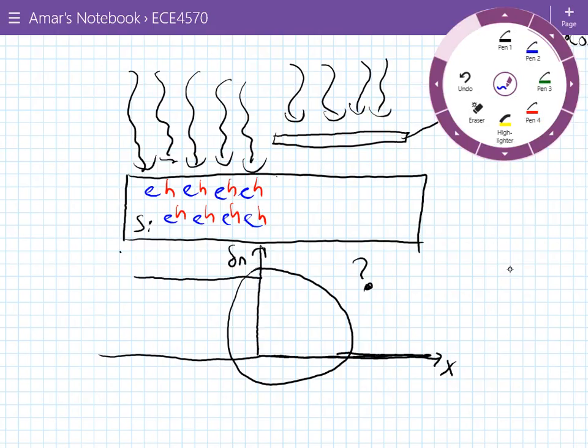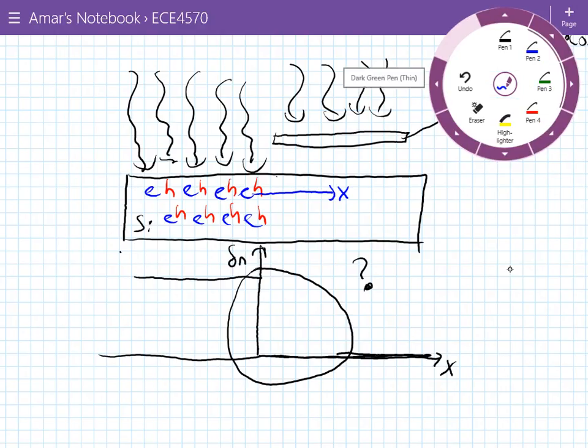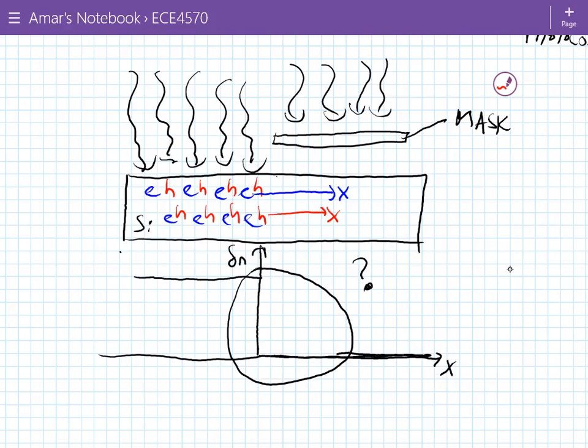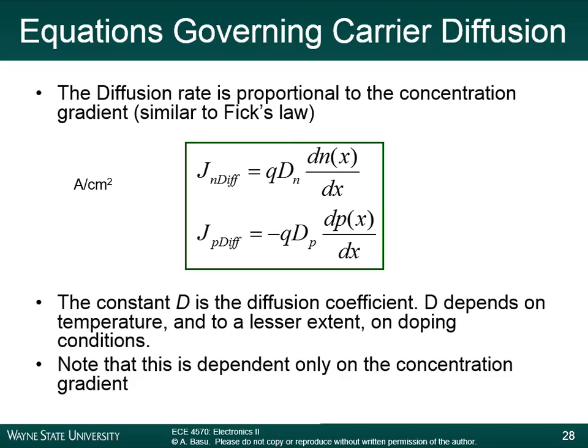So this electron will diffuse over to this side and it'll recombine. We just denote that with an X. The holes do the same thing. Okay, so there's diffusion and recombination happening in this problem. Now, I'm getting ahead of myself here. The reason I started drawing that diagram is to show you that the speed of diffusion is proportional to the concentration gradient, dN of x dx.